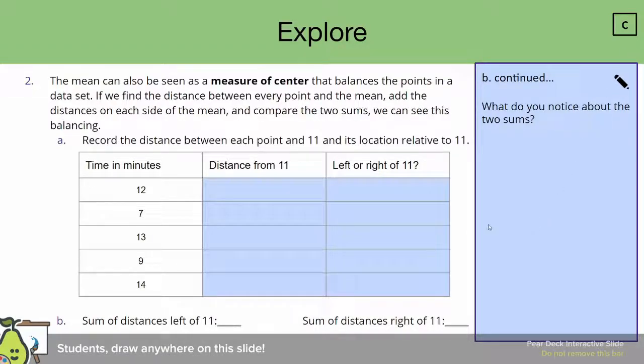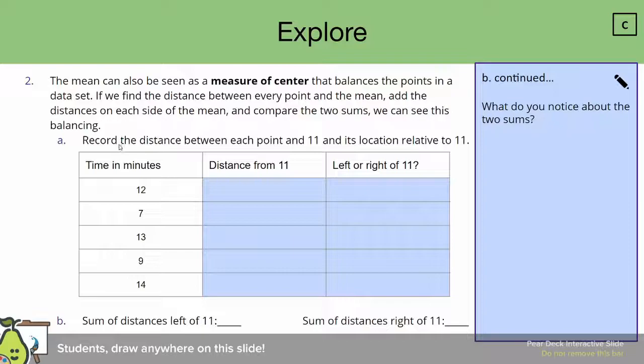Now, before we jump in and start looking at Explore Part C, I want you to take a minute, pause this video, read the information provided to you, and then we will do it together. Alright, welcome back. Let's see what we have here. The mean can also be seen as a measure of center that balances the points in a data set. If we find the distance between every point and the mean, add the distances on each side of the mean and compare the two sums, we can see this balancing.